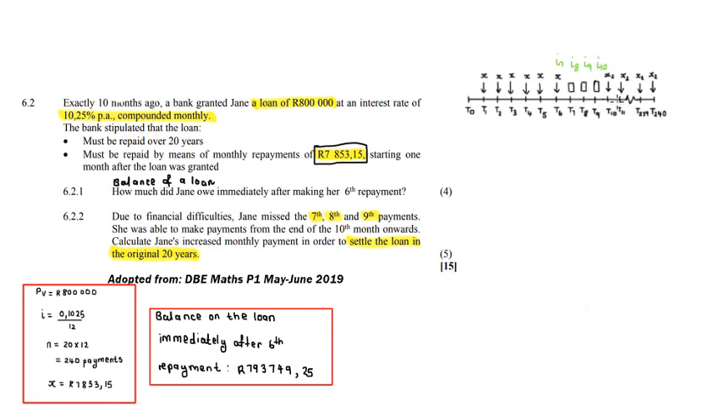So by the end of the 10th month, when Jane actually starts making repayments, she finds that this amount that she's repaying now has actually accumulated 1, 2, 3 months interest. So she's now repaying an amount that has extra 3 months interest.